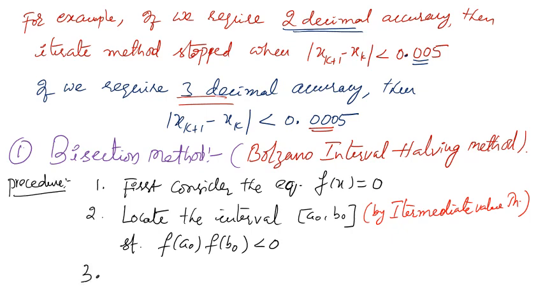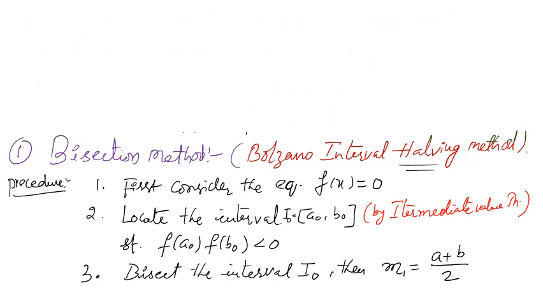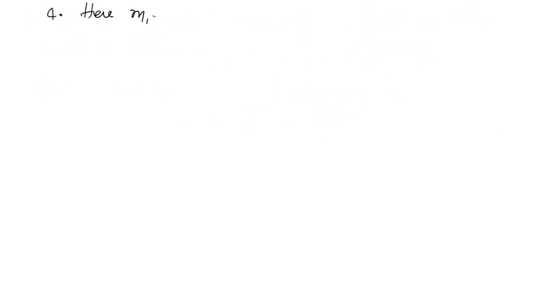Step 3: bisect the interval. Bisect means halving, nothing but bisect the interval, which we can name I0. Bisect the interval I0, then I have a point M1, that is, the midpoint a plus b by 2. Next step, here M1 equal to a0 plus b0 by 2 is the midpoint of the a0 comma b0 interval.